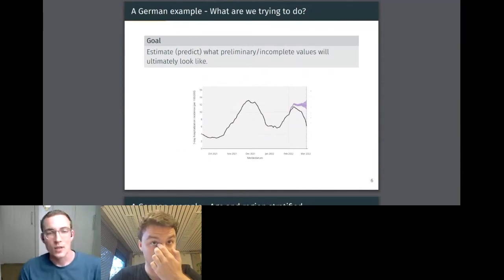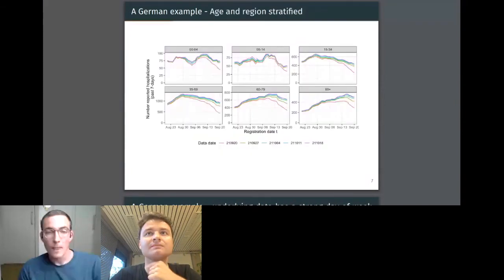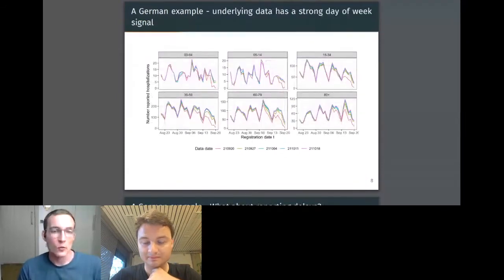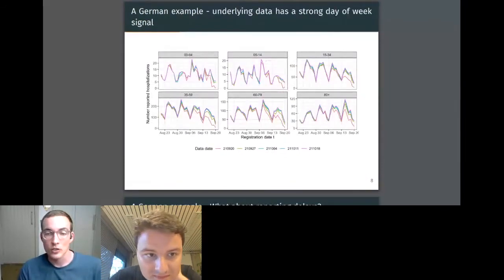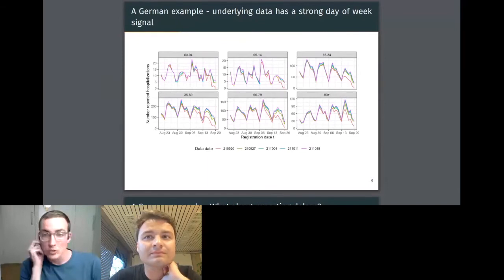And an additional complexity in this data is it's age and region stratified. So there's some quite clear differences here between different age groups. And then it also has a really strong day of the week signal, which is something we see across a lot of data sets. But interestingly here, it's a strong day of the week signal in both the underlying infection process or reporting process and also in the delay distribution, which makes things a bit more complicated.